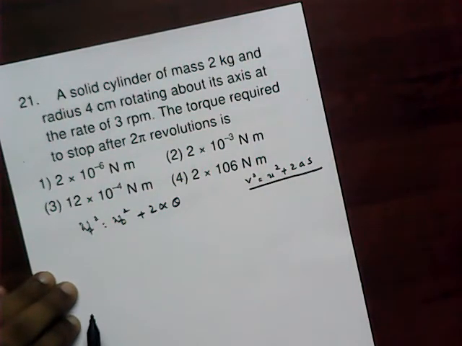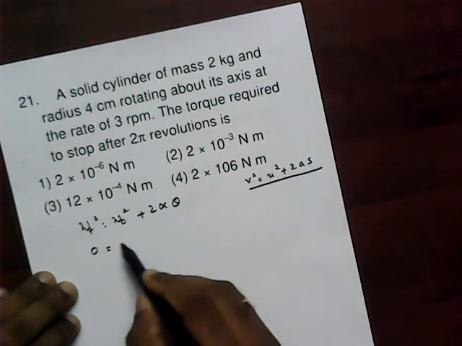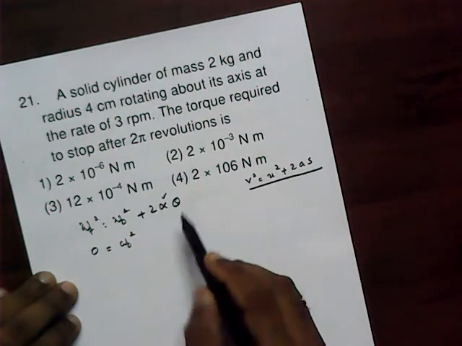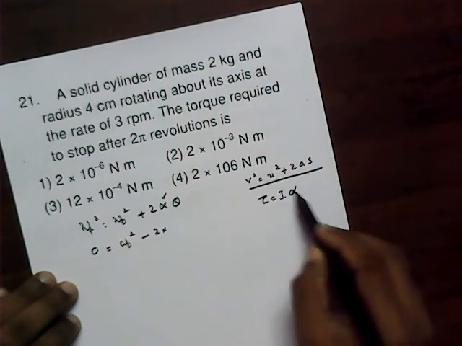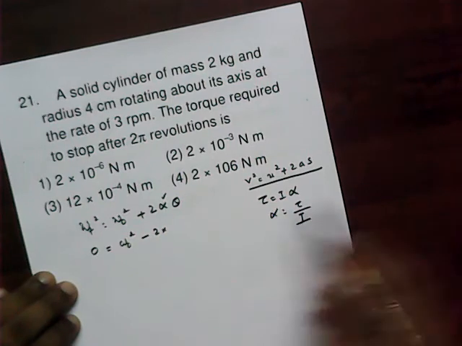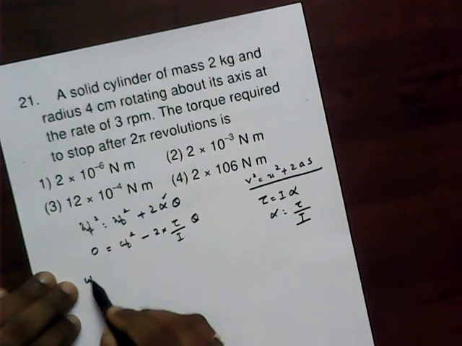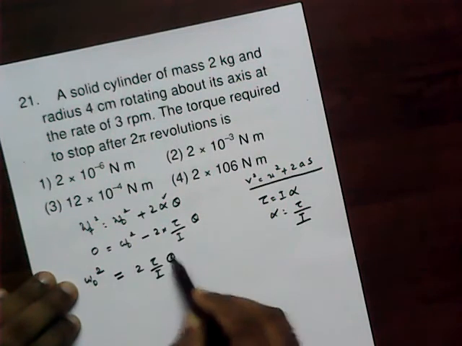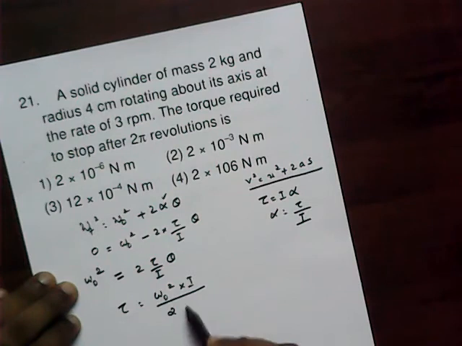So it comes to rest, and hence we can write 0 equals omega 0 square. Here it is going to rest, so alpha should be a retardation, so minus 2 alpha theta. Again you know torque equals I alpha, so alpha can be written as tau divided by I. So we can write omega 0 square equals 2 tau by I into theta. So tau is equal to omega 0 square into I divided by 2 theta.